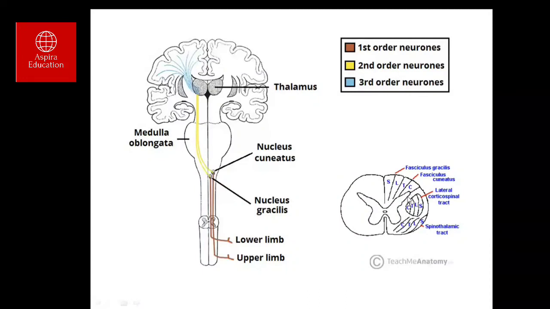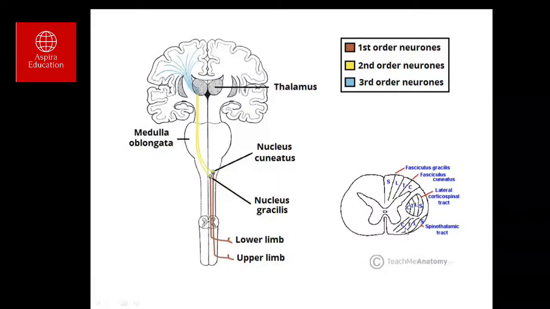What about the arrangement in the spinothalamic tract? In the spinothalamic tract, those fibers which carry pain and temperature sensation from the cervical part of the spinal cord are more medial. Okay, you can appreciate the difference. In the dorsal column, cervical fibers are lateral most, whereas in the spinothalamic tract, cervical fibers are medial. Then we have the thoracic, lumbar, and the sacral. So the arrangement is exactly opposite to each other.